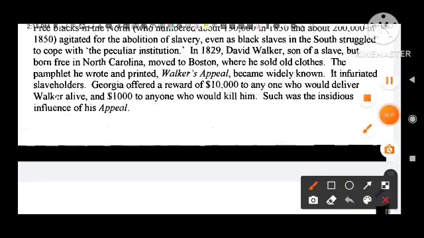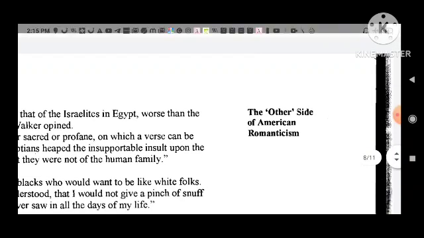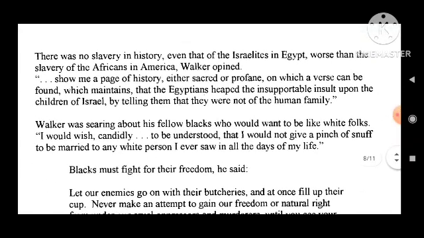So you can remember Walker's Appeal. Here is the main key point. There was no slavery in history, even that of the Israelites in Egypt, worse than the slavery of the Africans in America, Walker opined. Show me a page of history, either sacred or profane, or which verse can be found which maintains that the Egyptians heaped the insupportable insult upon the children of Israel by telling them that they were not of the human family.